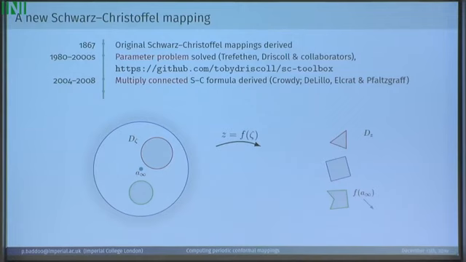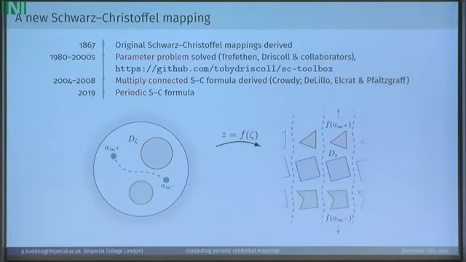And then earlier this year, we derived the periodic Schwarz-Christoffel formula. So not only do we have multiply connected domains, but the domain is also periodic. So as you wind around this branch cut, you're adding the period to your mapping each time, and winding around this branch cut takes you across into different period windows.